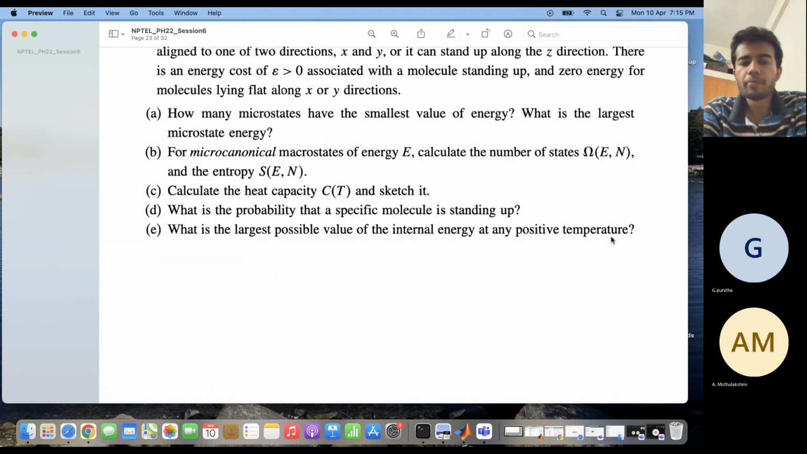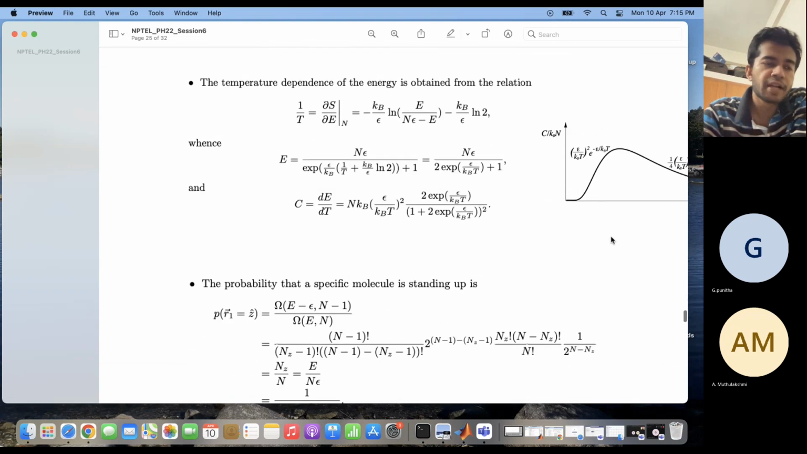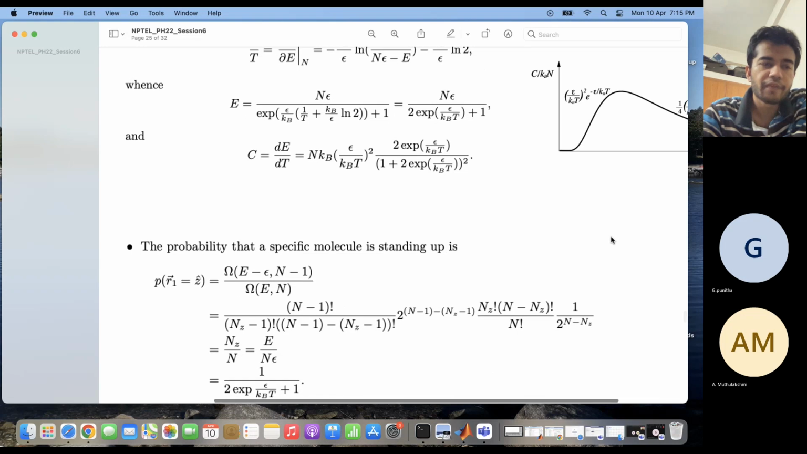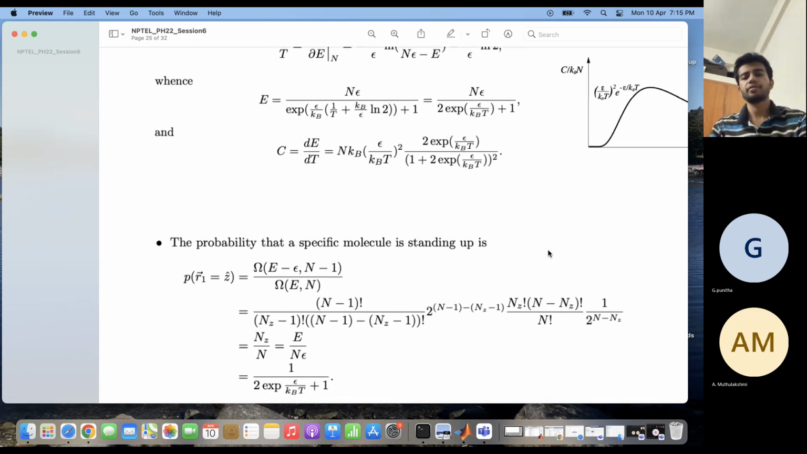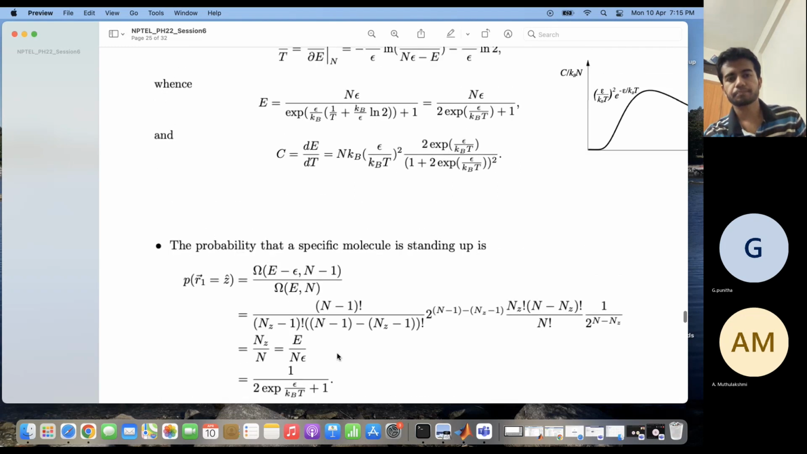Okay, so what is the probability that a specific molecule is standing up? The probability of a given molecule to stand up is the probability of a given particular molecule to have energy epsilon. So that can be obtained if I consider all the microstates of a system having energy E minus epsilon and number of particles N minus 1, divided by the total number of microstates of the original system, that is omega of E, N. If I calculate this quantity, then the probability turns out to be 1 by 2 exponential epsilon by kBT plus 1.